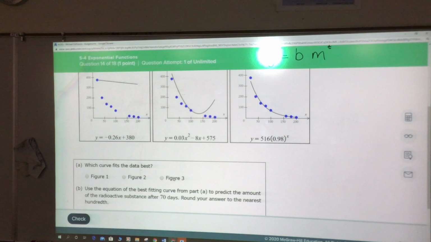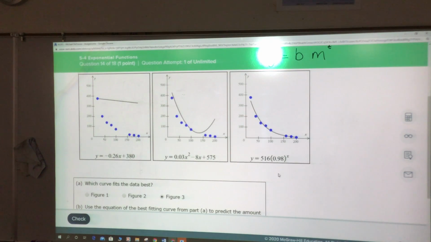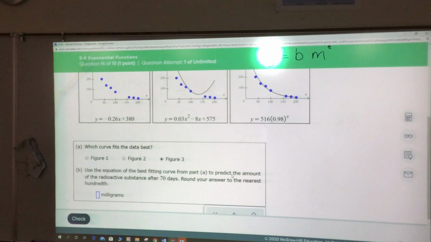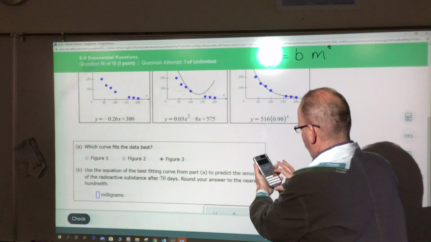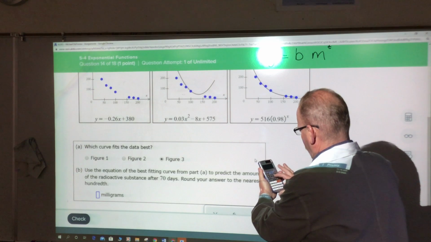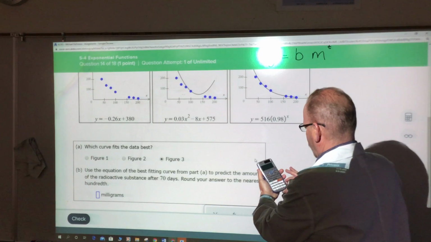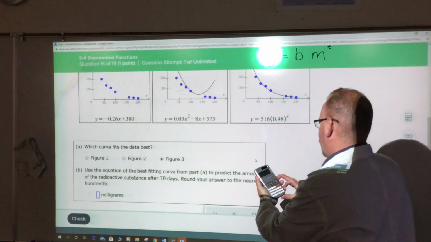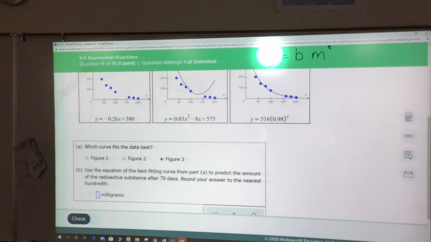So figure 3, use the equation for the best fitting curve. Here's the equation in the bottom of the box to answer after 70 days. So you're going to put a 70 in here. So 516 times 0.98 raised to the 70 power equals 125, does it say round your answer to the nearest hundredth, 0.45. 125.45.